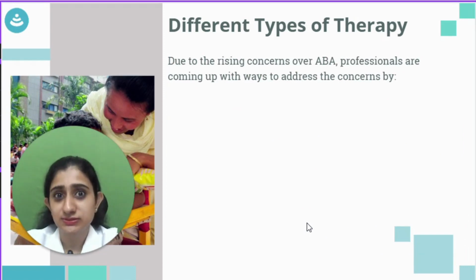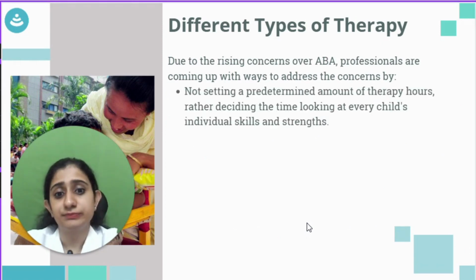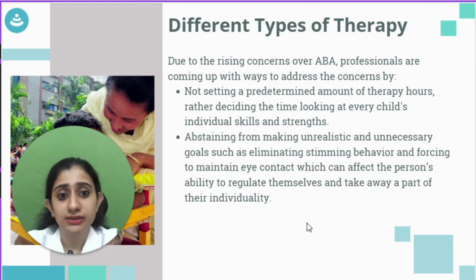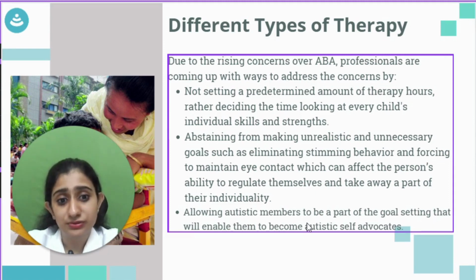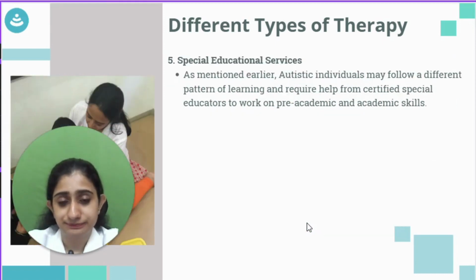So due to the rising concerns over ABA, professionals are coming up with ways to address the concerns by not setting up a predetermined amount of therapy hours, such as 4 hours or 8 hours of ABA therapy, rather deciding the time by looking at every child's individual skills and strengths, abstaining from making unrealistic and unnecessary goals such as eliminating the stimming behavior and forcing the child to maintain eye contact, which can affect the person's ability to regulate themselves and take away a part of their individuality, allowing autistic members to be a part of the goal setting that will enable them to become autistic self-advocates.